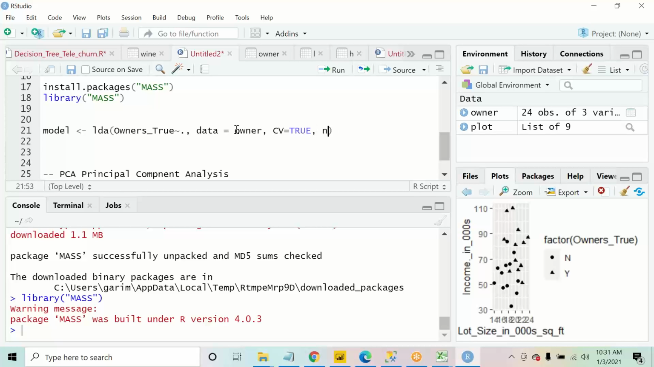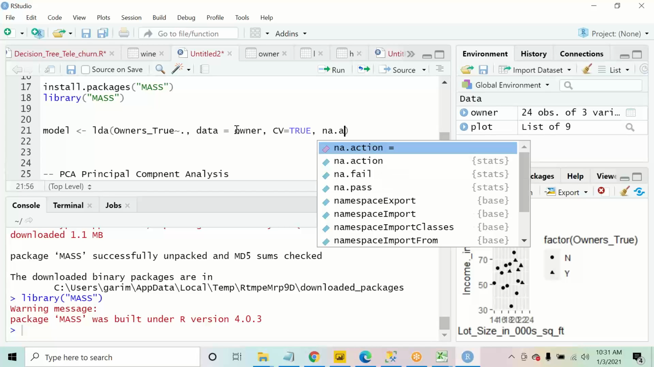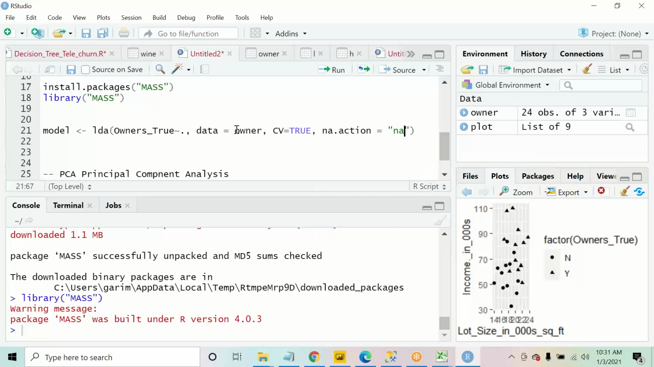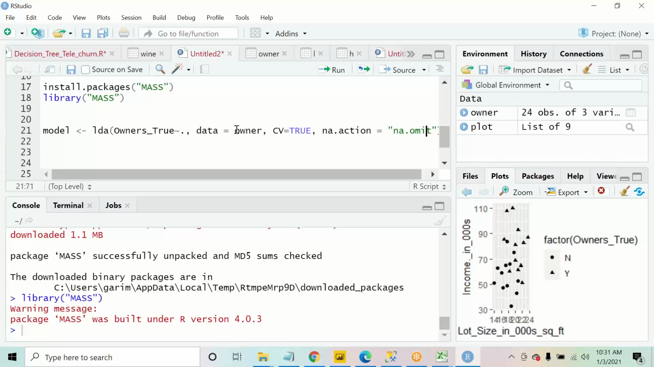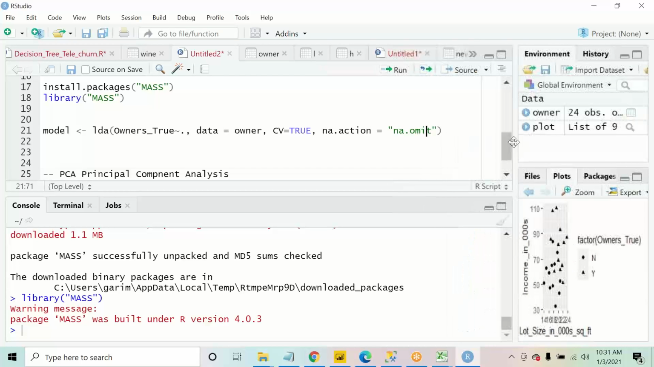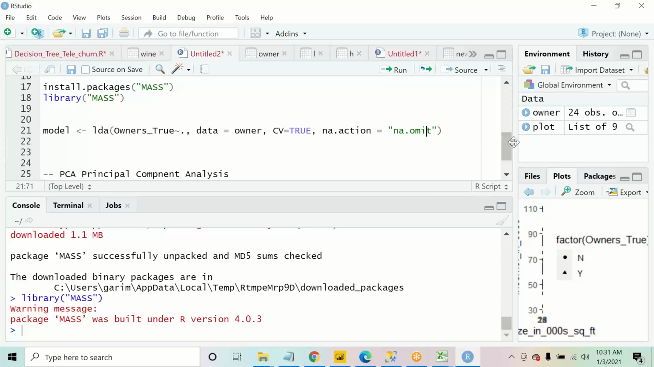Okay, and you can also add a function over here, that is na.omit, if you want. na.omit is for in case there are some NA values available in your data. So na.action equal to na.omit. You can use this if you feel you have some missing values in your data. In our case, we do not have any missing values, so we can go ahead with this. Even if I remove this function, it will still be fine.